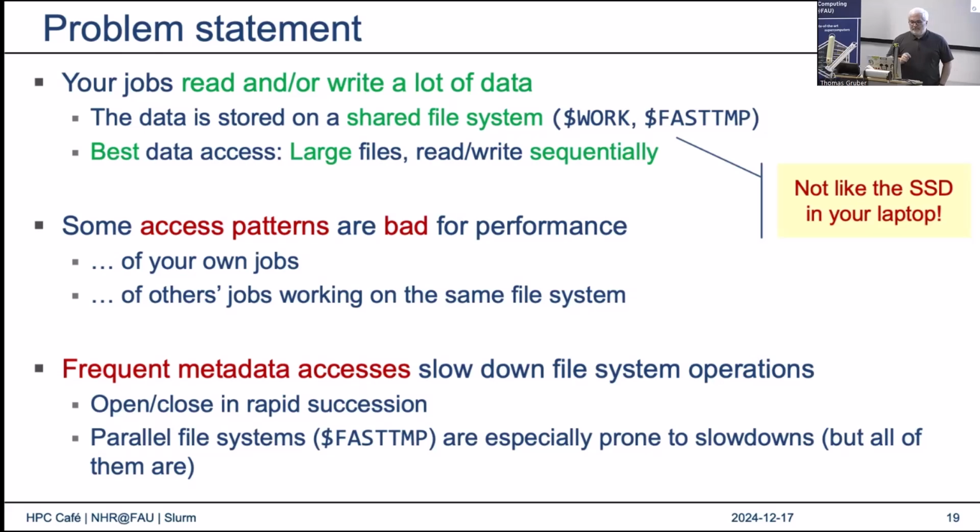Parallel file systems like FastTemp are very fast, but they're only fast if you have the standard streaming sequential access to large chunks of data. And they're especially prone to those slowdowns if you do these very high frequency metadata accesses. This pertains to all the file systems, not just to FastTemp, but FastTemp is especially prone to it.